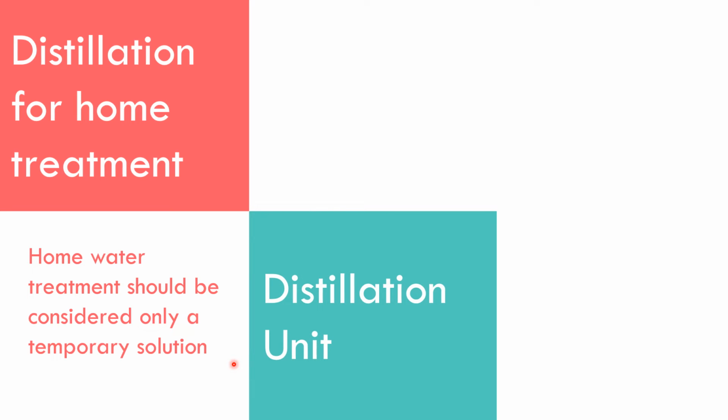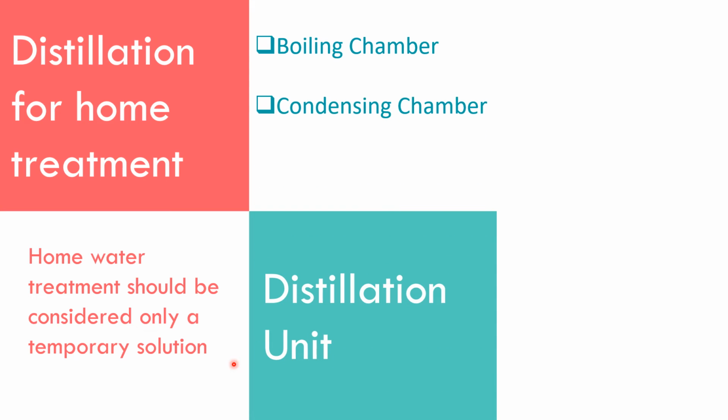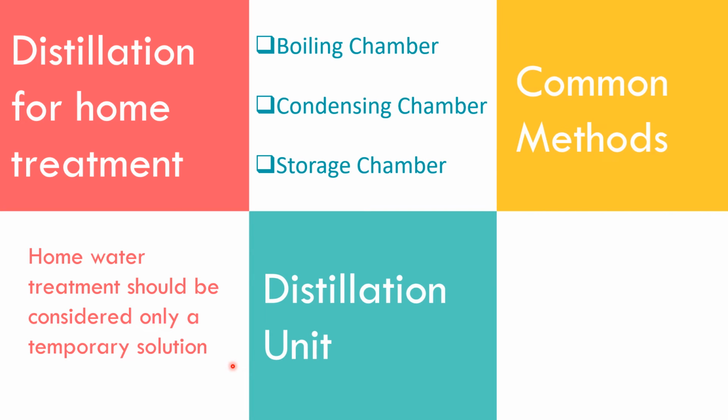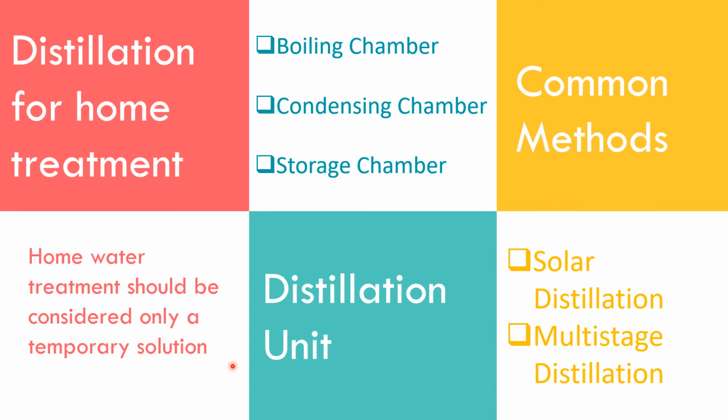Unit of distillation. The distillation unit consists of a boiling chamber in which water enters, is heated and vaporized. Number two, condensing chamber, which includes condensing coils where the water is cooled and converted back to liquid. Storage chamber, which is used for storing purified water. Common methods for distillation: there are two common methods, one is solar distillation and the other is multi-stage distillation.